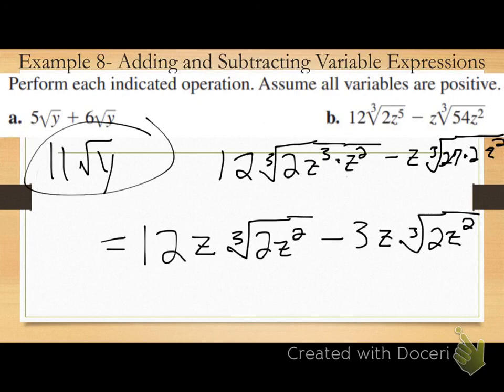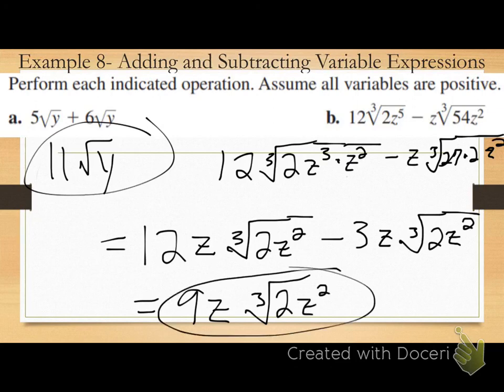Do I now have like radicals? Yep. Same index, same radicand. Now I do have variables involved, so I need to make sure that my variables match up too. Do my variables match up on the outside? Yes. So what is 12 minus 3? So I get 9z cube root of 2z squared. That'd be my answer. Questions on B? Not too terrible?